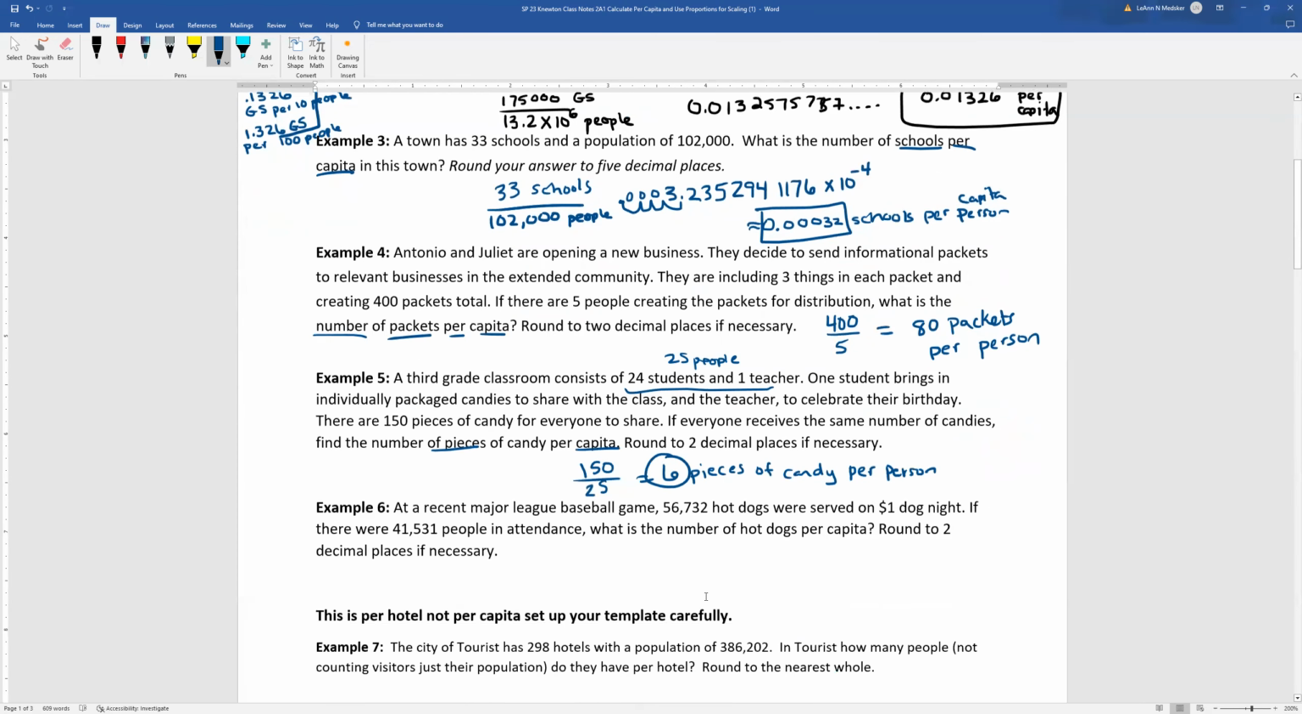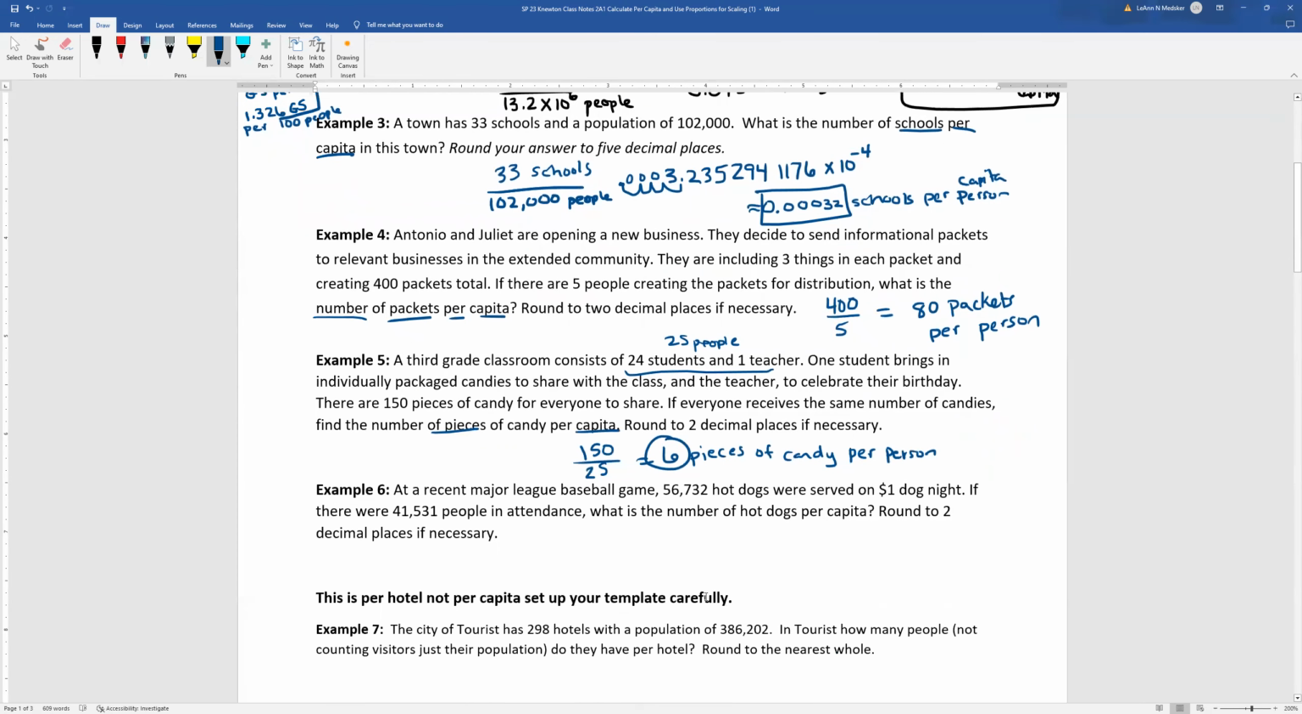At a recent Major League Baseball game, 56,732 hot dogs were served on $1 hot dog night. If there were 41,531 people in attendance, what is the number of hot dogs per capita? Again, they're throwing extra information in this one. We don't need the $1 amount because they didn't ask us about the price in the final question. They just want to know number of hot dogs per people. So 56,732 hot dogs divided by the 41,531 people.